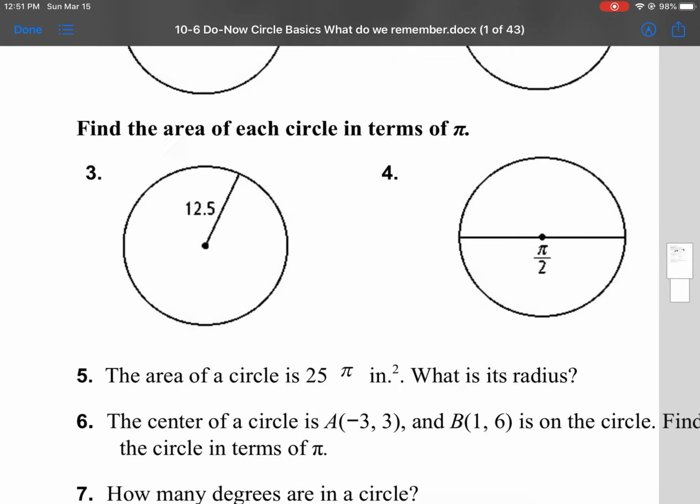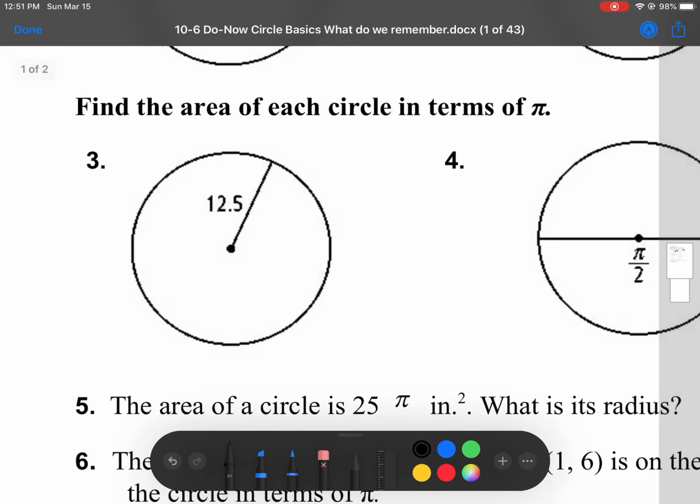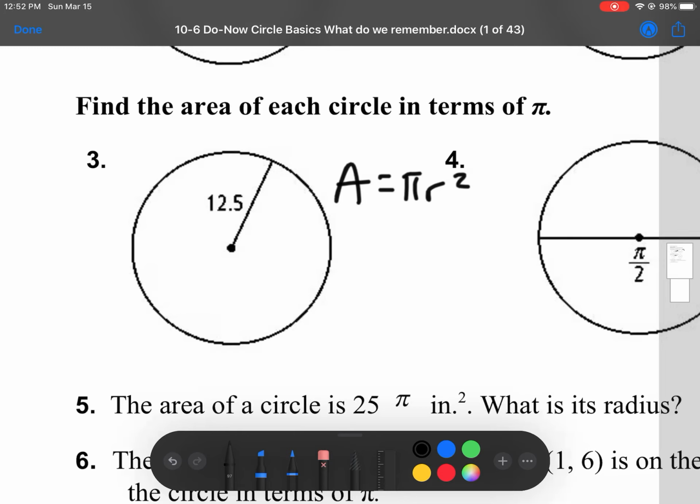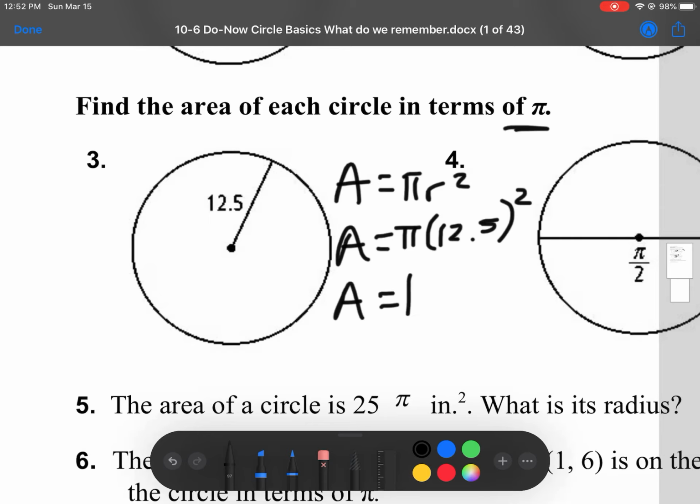For number 3, area is pi r squared. So in this case, r is 12.5. Oops. So the area is equal to pi times 12.5 squared, which comes out to, we're going to leave that in terms of pi as well. So that's 156.25 pi.